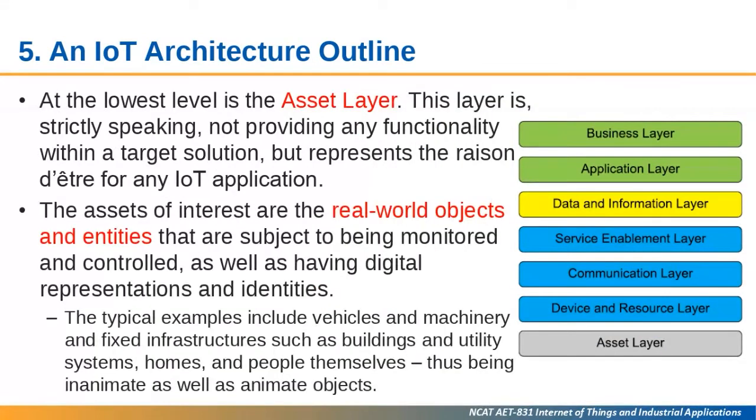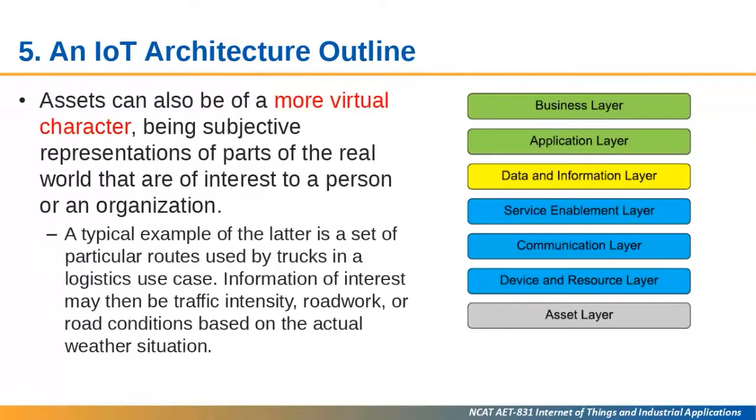Let's look at the different layers. At the lowest, the asset layer, the layer is not providing any functionality within a solution. Basically, it represents the real-world objects and entities of the system. So the assets of interest are the real-world objects and entities. They are subject to being monitored and controlled, as well as having to represent identities. That's the asset layer. The asset layer can also be virtual.